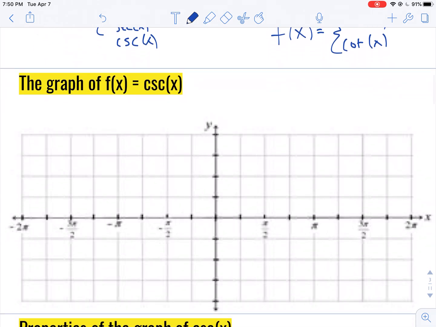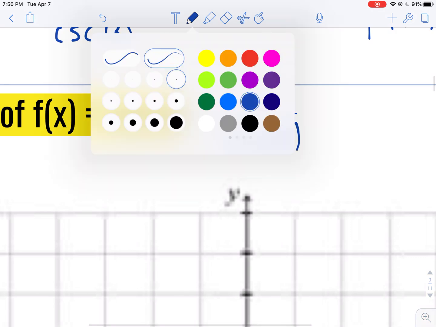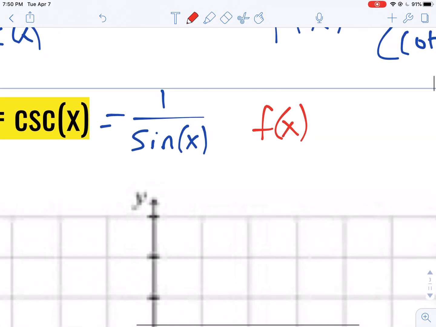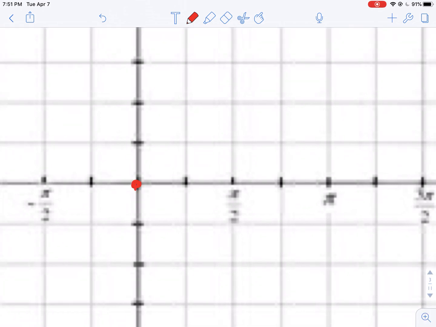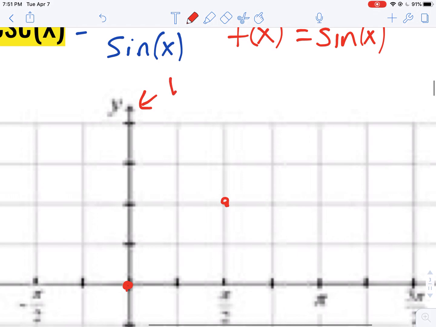All right, so here we have the graph of f of x is equal to the cosecant of x, but I've already kind of hinted at this. We're just going to think about the fact that this is 1 over the sine of x. So what I'm actually going to do is graph f of x is equal to the sine of x in red. We know where our points are. I'm going to scale this y-axis by 1/2.